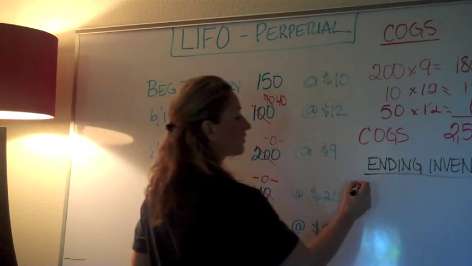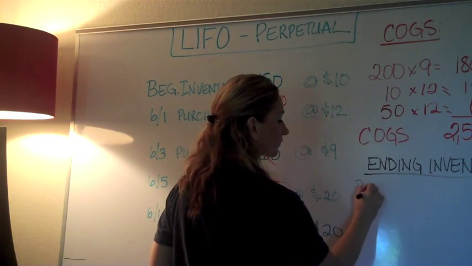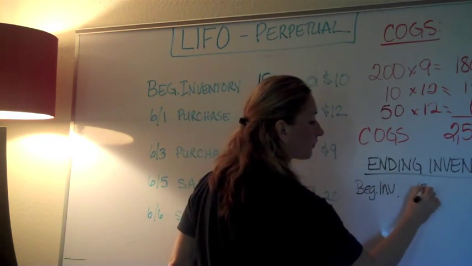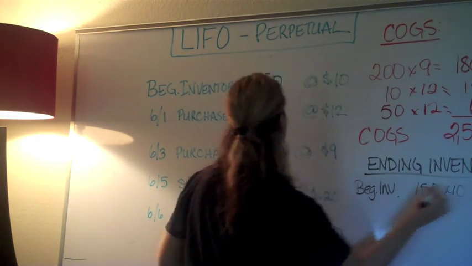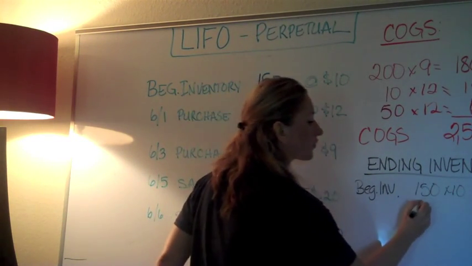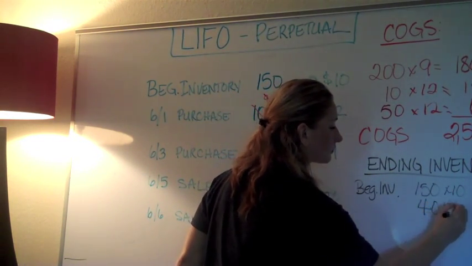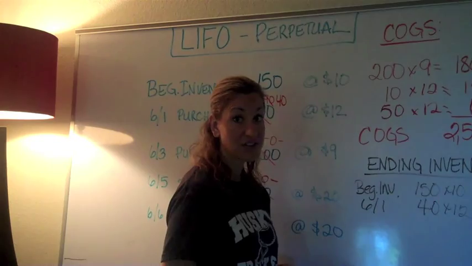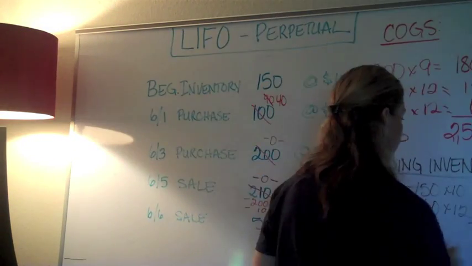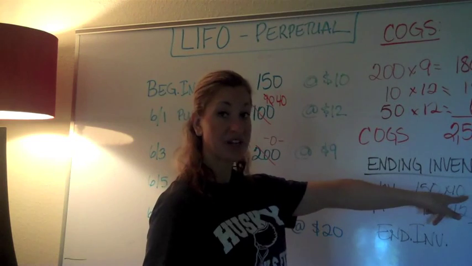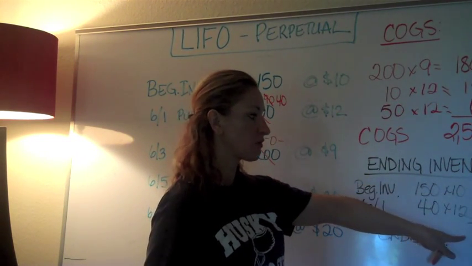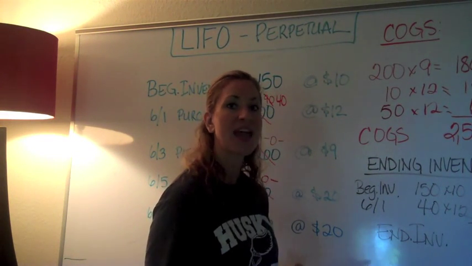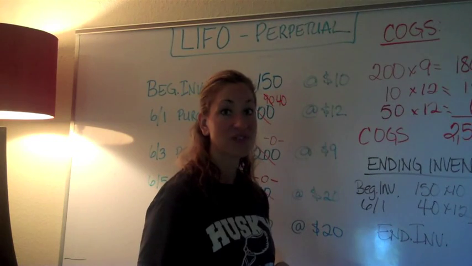So we've got our beginning inventory, 150 at 10. And then we've got 40 units at 12. So we're going to do a quick calculation and add this up. Okay, so by multiplying those across and then adding them down, we come up with 1,980, and that's the value of our ending inventory. That's what we have left on hand. That's how you solve LIFO problems.